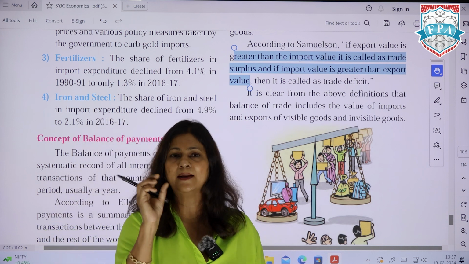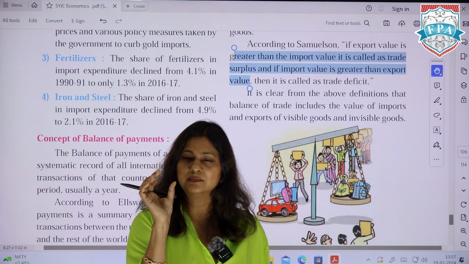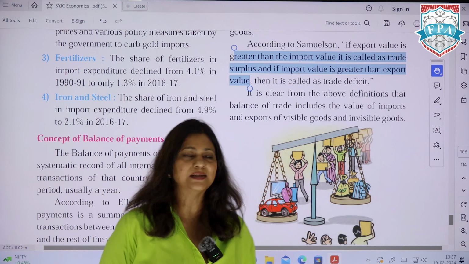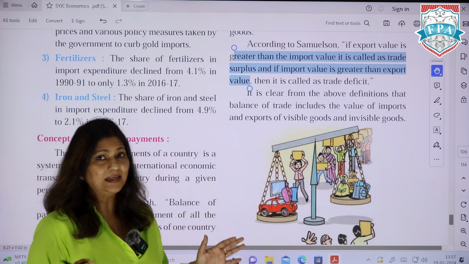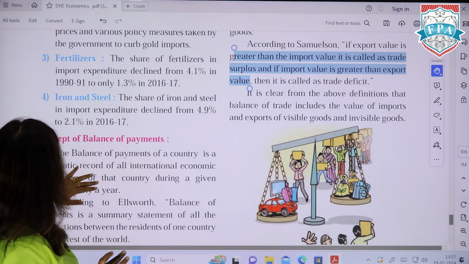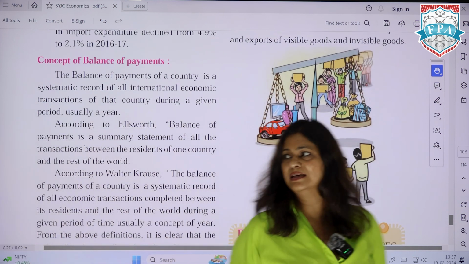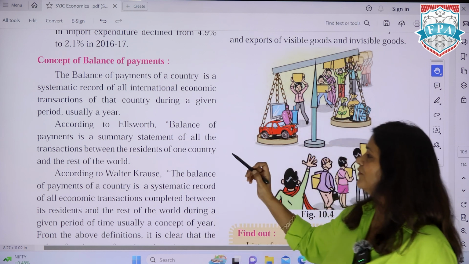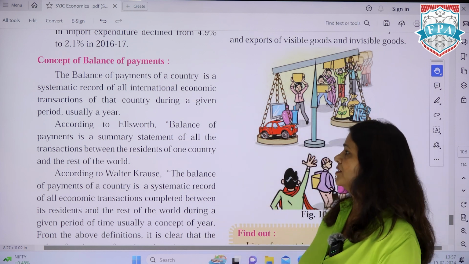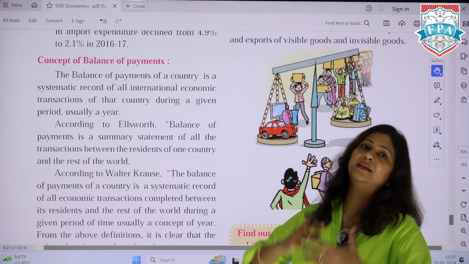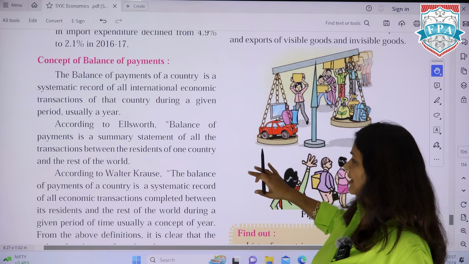क्वेश्चन नंबर 3 में आता है, write a short note on balance of payment. बहुत पढ़ाया नहीं गया है, आपको सिर्फ डेफिनेशन ध्यान रखनी है. बैलेंस ऑफ पेमेंट क्या होता है, what is the meaning of balance of payment? So balance of payment is a summary of transactions between the residents of one country and the rest of the world. That's known as balance of payment.